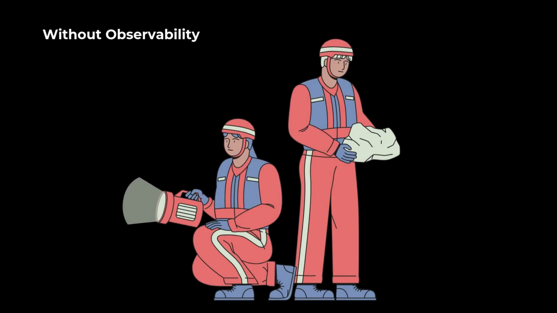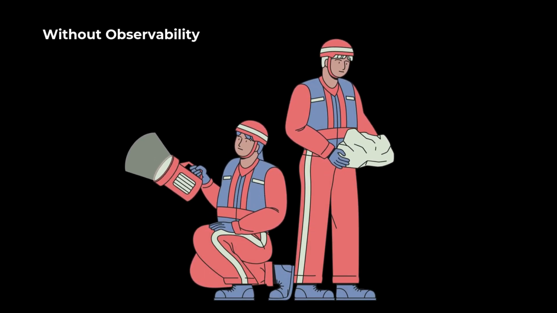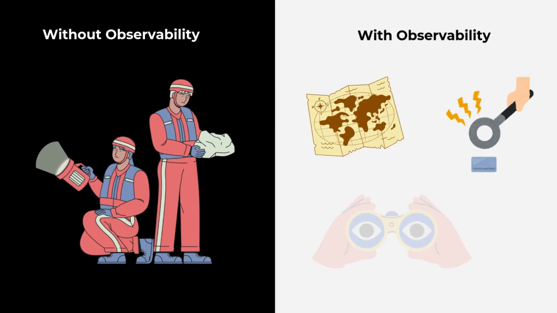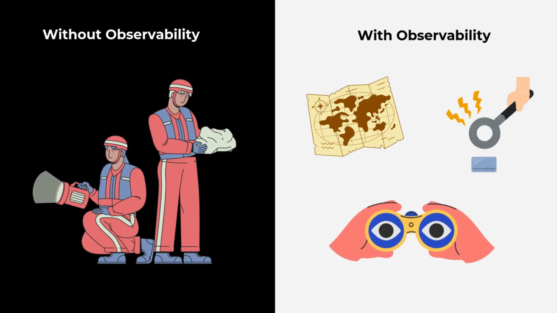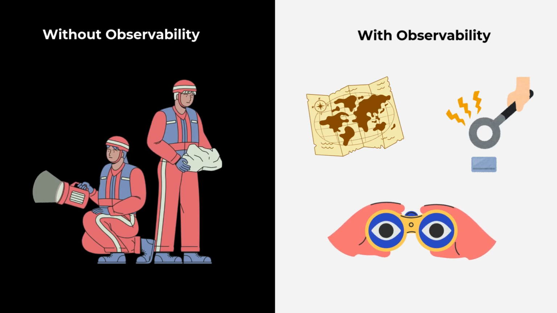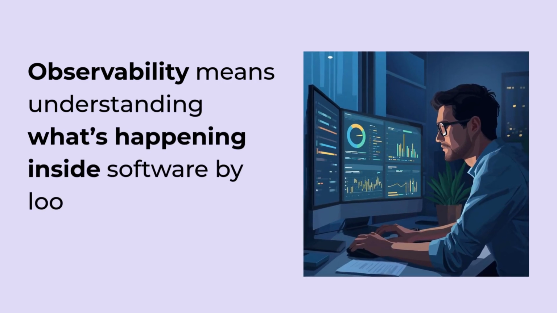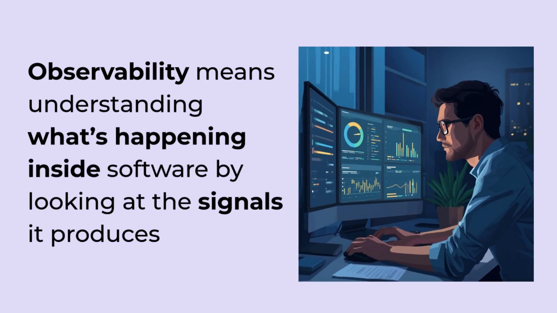Without observability, finding these answers is like searching for a needle in a haystack while blindfolded. With observability, you have a map, a metal detector, and night vision goggles. You can investigate any issue, even ones you didn't predict. So, in short, observability is about understanding what's happening inside software by looking at the signals it produces.